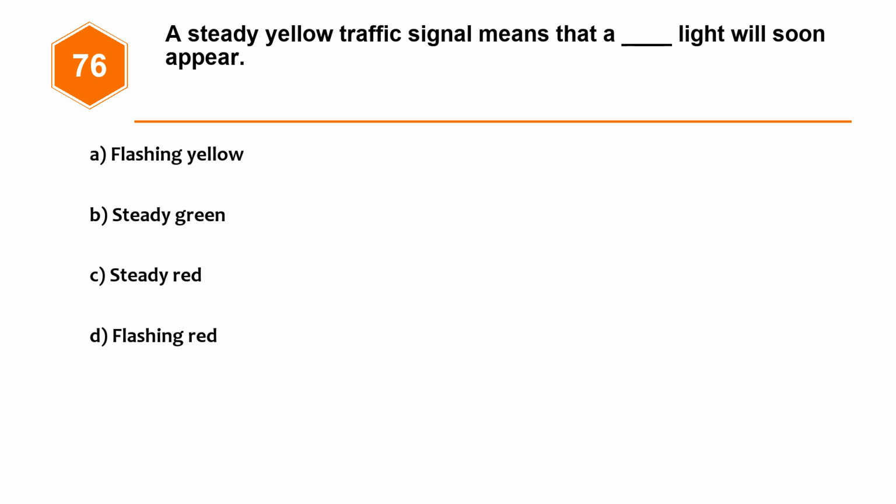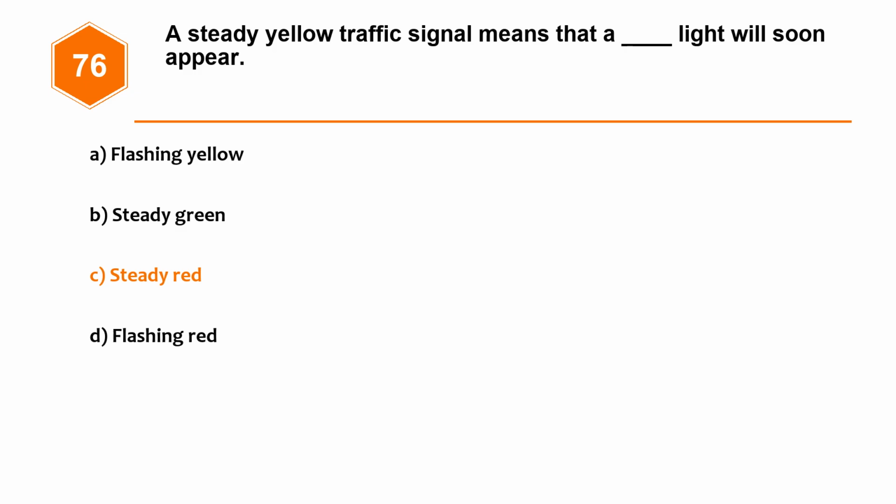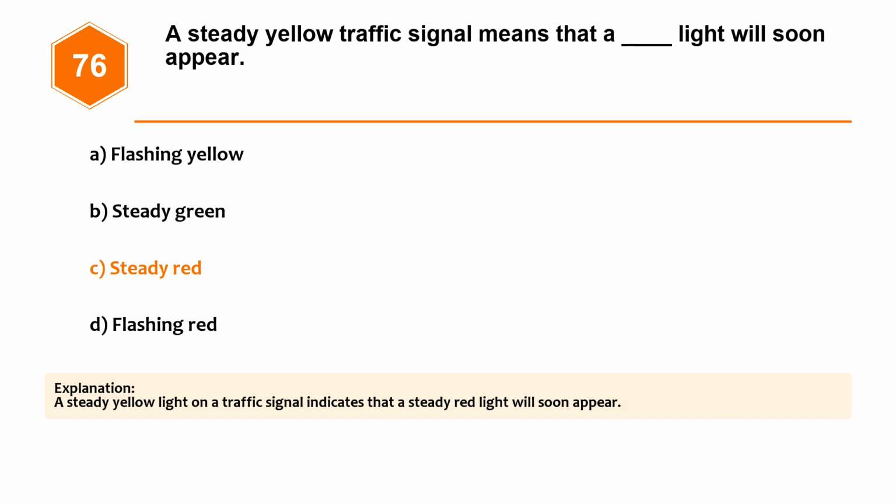Question 76. A steady yellow traffic signal means that a blank light will soon appear. Option A, flashing yellow. Option B, steady green. Option C, steady red. Option D, flashing red. The correct answer is option C, steady red. Explanation. A steady yellow light on a traffic signal indicates that a steady red light will soon appear.